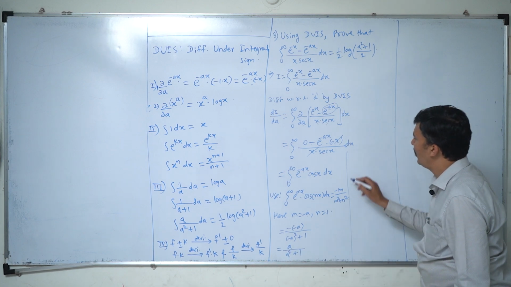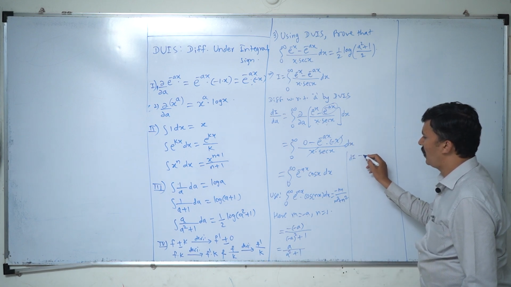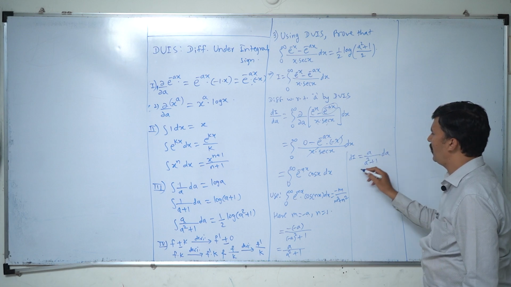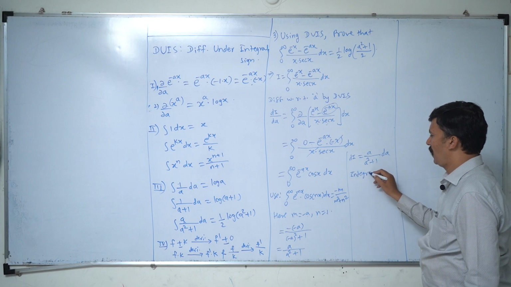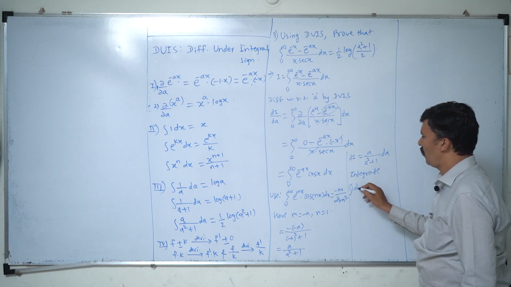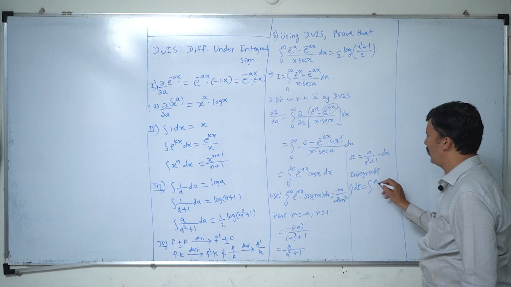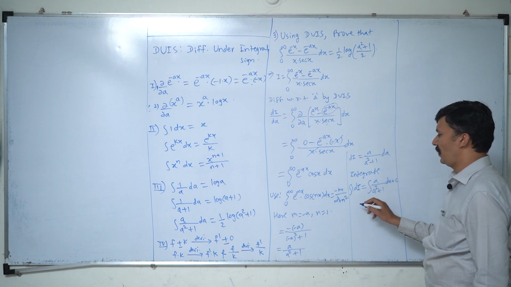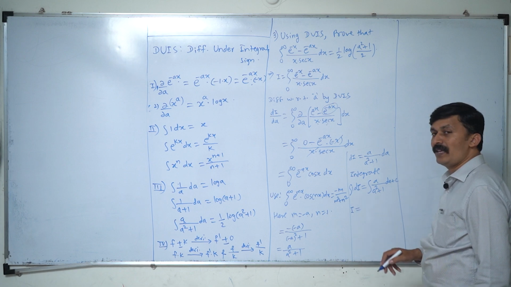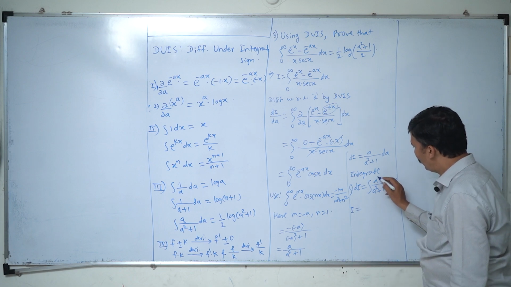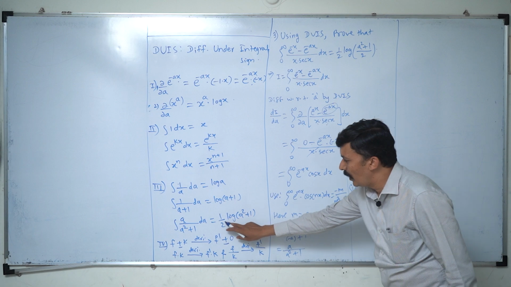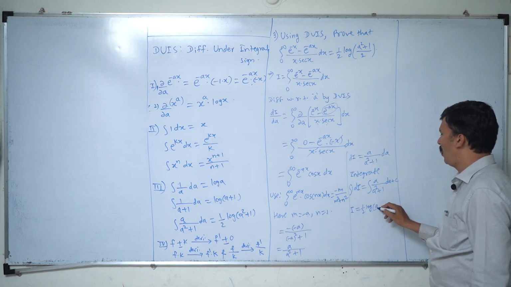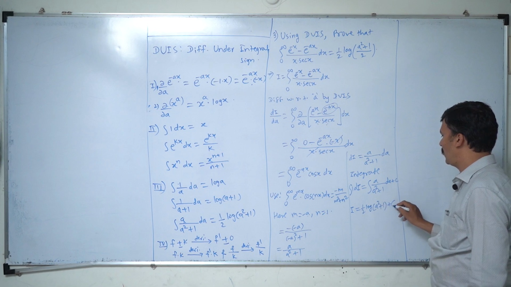Now you can evaluate that integral. So dI equals a upon a square plus 1 da. Integrate. So integration of 1 dI equals integration of a upon a square plus 1 da plus c. Integration of 1 dI is I. What is the integral of this? 1 by 2 log of a square plus 1, plus c.